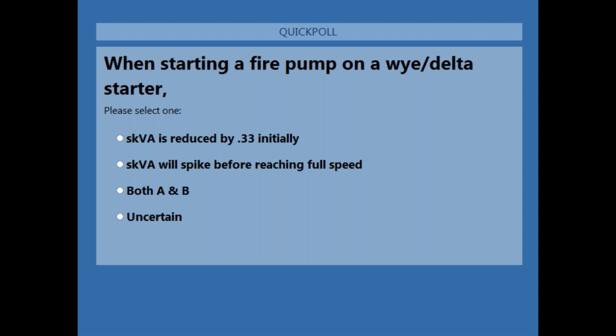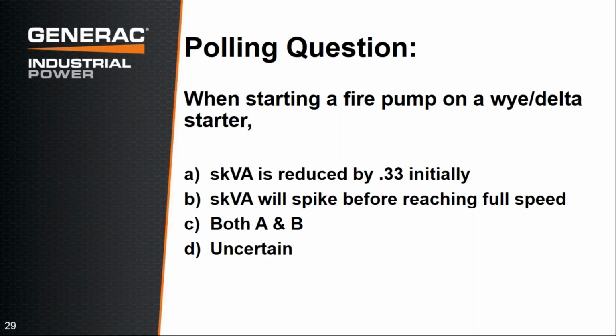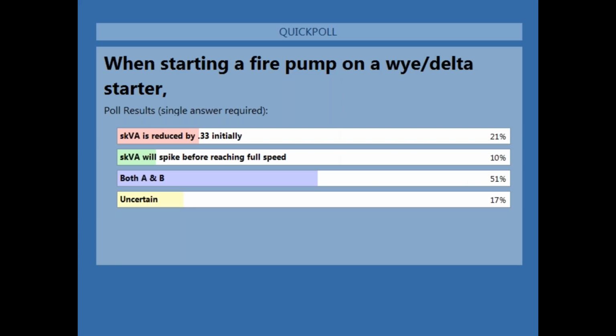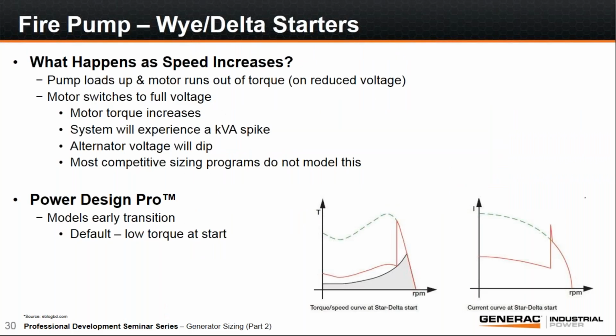All right. And it looks like both A and B won, with 51% choosing that option. Yeah, that's actually what we're going to see. We're going to start off initially with a pretty low SKVA. And what we're going to find is we're going to run out of torque, and that's going to create an early transition, and it's going to cause a spike.